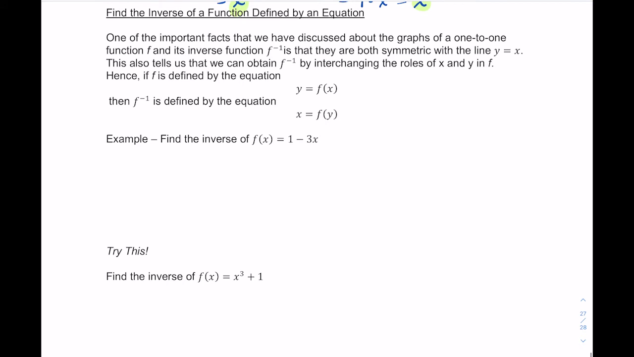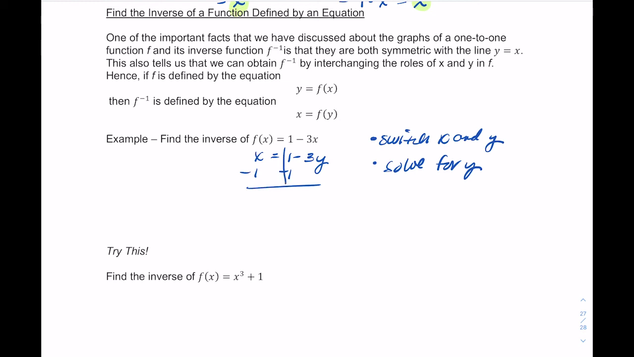We can also find inverses of functions defined by equations. So if you think back, an equation is just another way to represent a function. And when we were finding inverses, all we did was switch the x and the y. And that's all we're going to do here. When you're given an equation and you have to find an inverse, you're going to first switch x and y. And then second, you're going to solve for y. So I'm going to make f of x, x, and x turns to y. And then now all I'm going to do is solve for y.